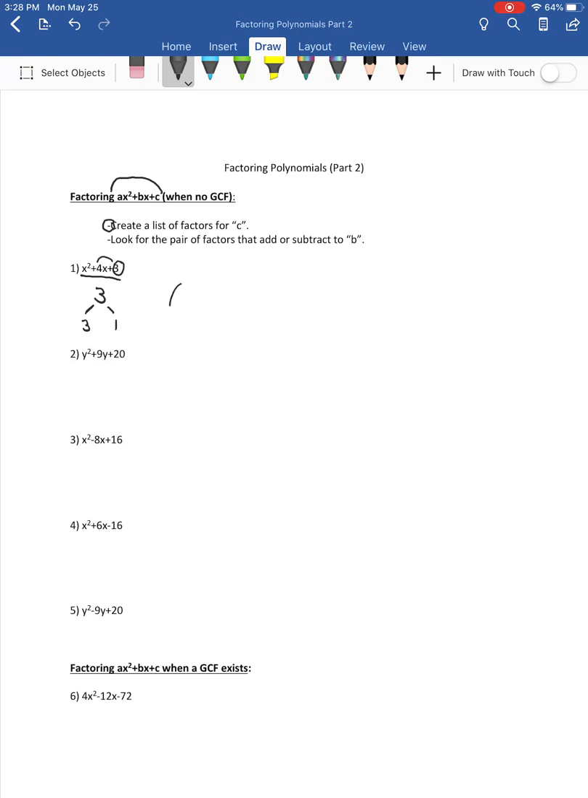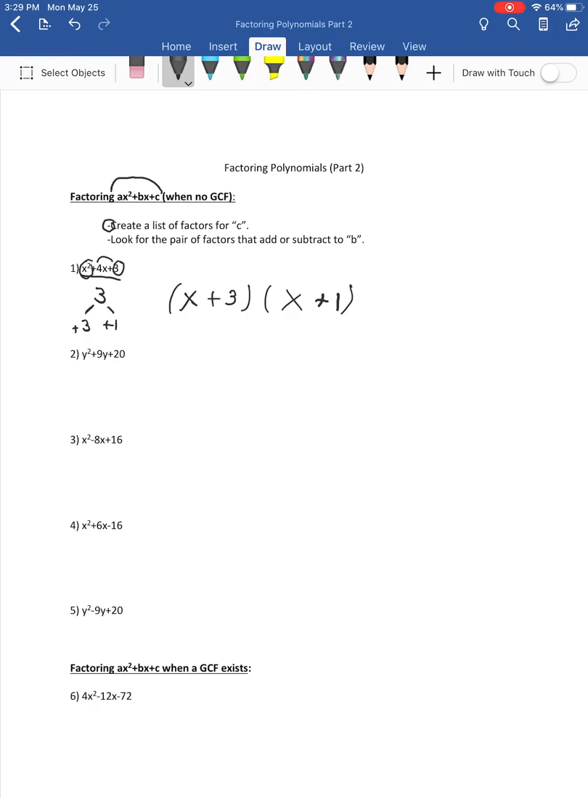So for the factors of this, we're going to open up 2 sets of parentheses. Since positive 3 and positive 1 multiply to positive 3 and they also add to positive 4, we're going to put those over there. Now we have to look at the first term. How do you make x squared? Well, x times x, right? So our factors are going to be x plus 3 times x plus 1.